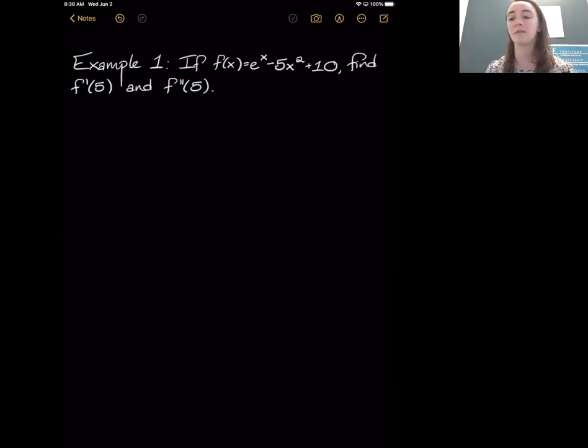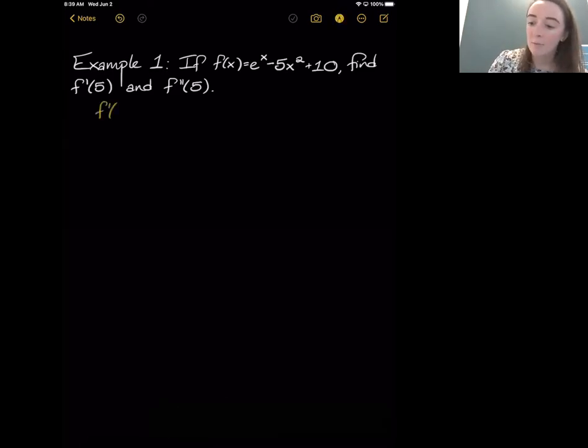So first, we'll need to find f prime of 5, the first derivative evaluated at x equals 5. Well, to do that, we will need to first find the first derivative function itself. We'll need to figure out what f prime of x is for any x value. So we'll do that just using our derivative rules that we've been practicing.